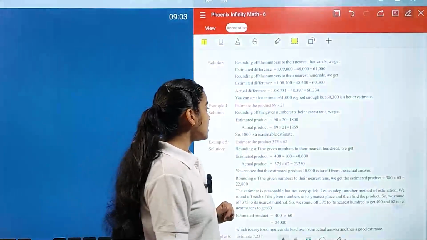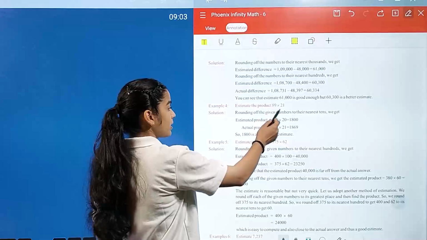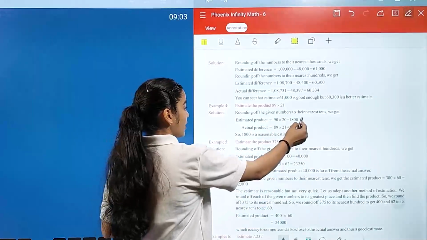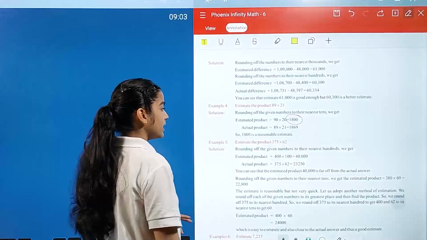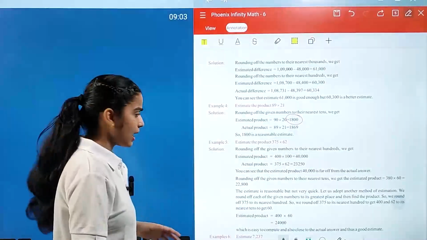Now we have to estimate the product of 89 and 21. So 89 rounded off will be 90 and 21 rounded off will be 20. While multiplying, we have 1,800. The actual product is 1,869. So it is a reasonable answer we have.